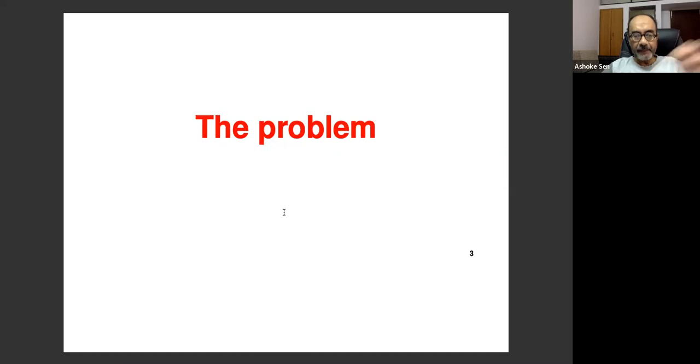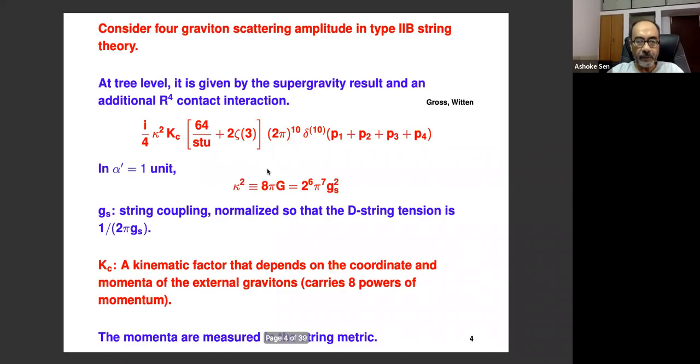So let me begin by describing the problem that we want to address. And here is the problem. Let's suppose that we consider the 4 graviton scattering amplitude in type IIB string theory. Now it's known that at tree level, it's given by the supergravity result, and then there's an additional R⁴ contact interaction. This is obtained simply by taking the string amplitude for 4 gravitons and expanding in powers of the Mandelstam variables s, t and u. So this is the structure of the amplitude.